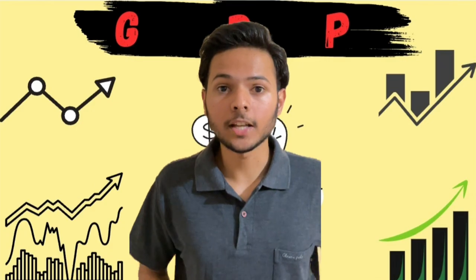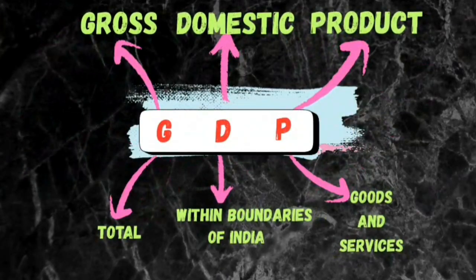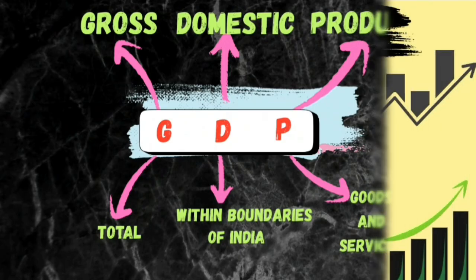So here each word has its own meaning. Gross means total, domestic means within the political boundaries of India, and products means goods and services which are produced within a year.